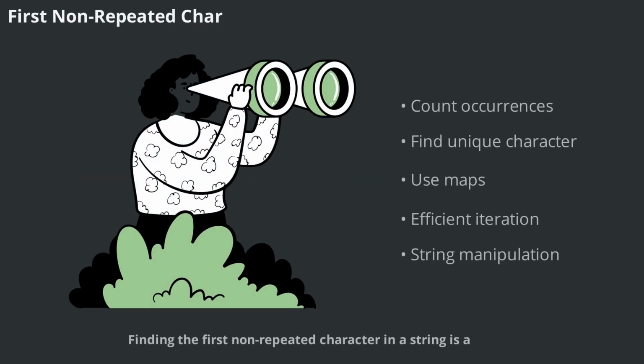Finding the first non-repeated character in a string is a question that tests your ability to use maps and iterate efficiently. By counting occurrences and finding the first unique character, you can solve the problem. For example, Swiss yields W. This problem demonstrates your skill in using grouping functions and handling string data. Interviewers use the question to assess your efficiency and ability to write concise code. Practicing this builds your confidence in string manipulation.